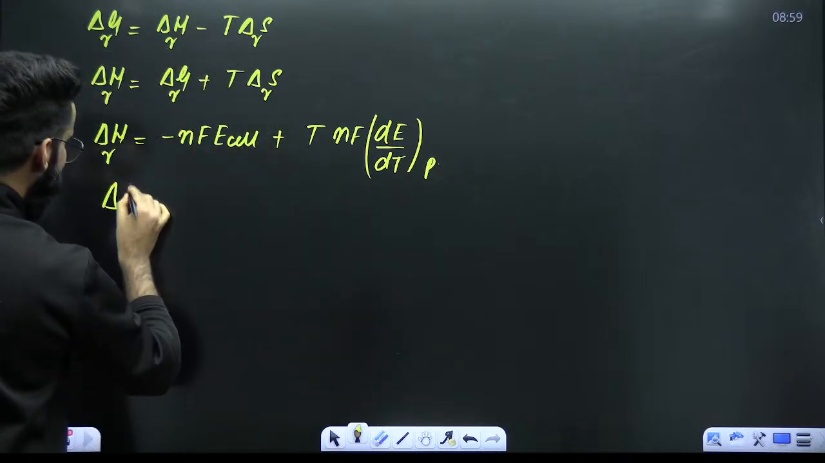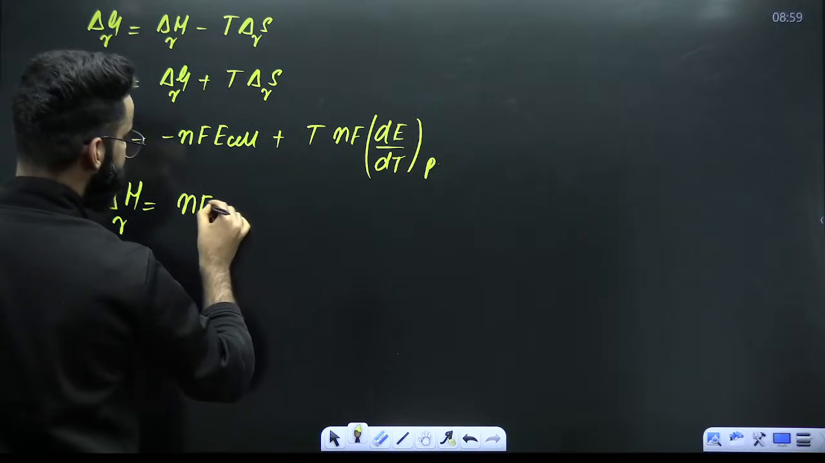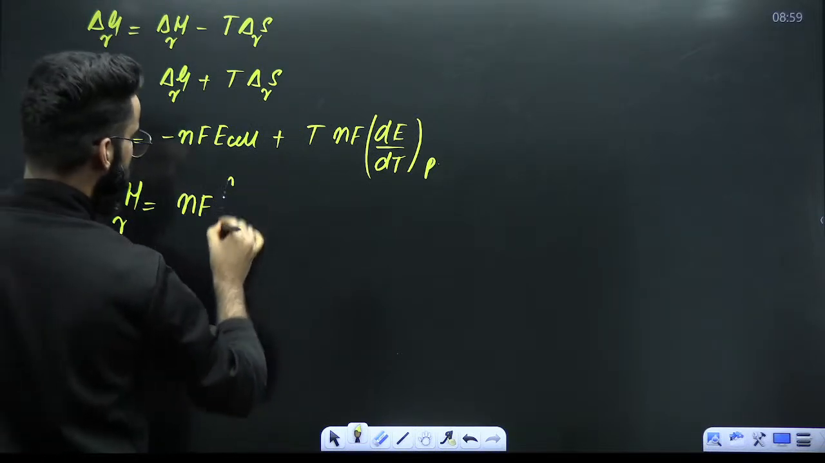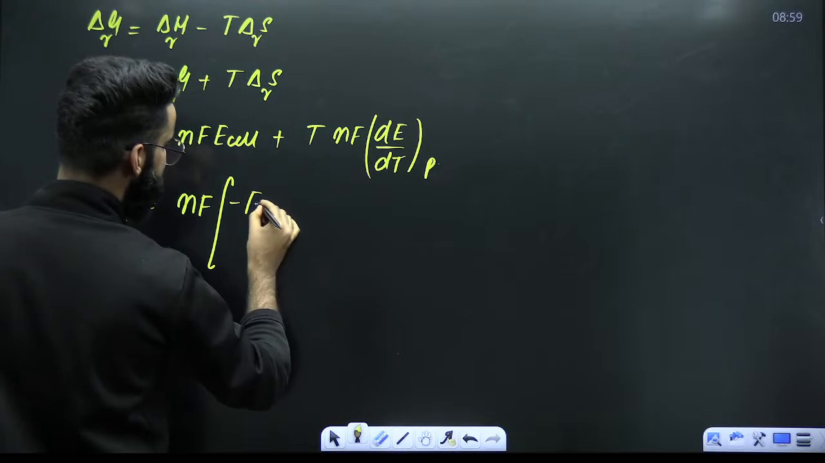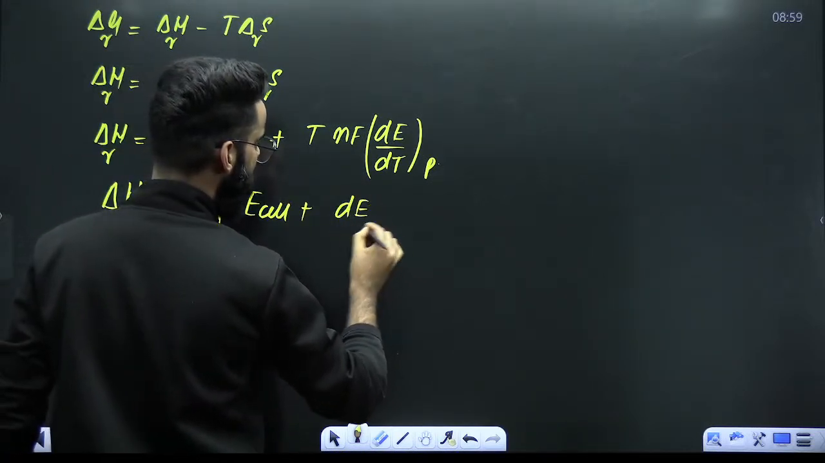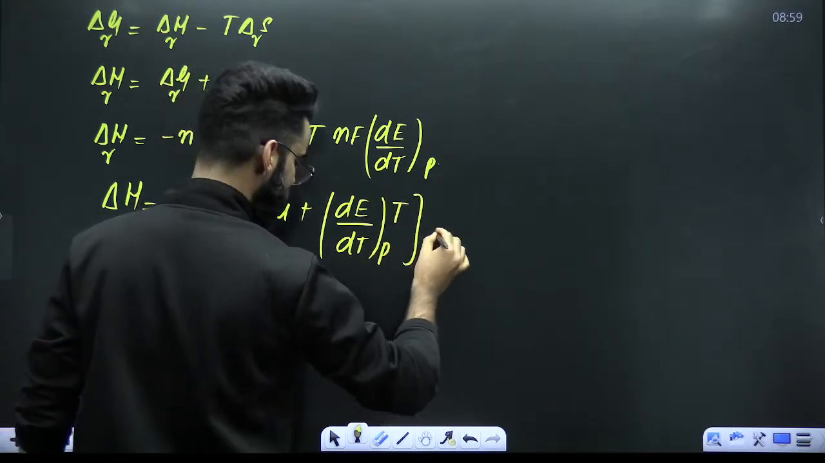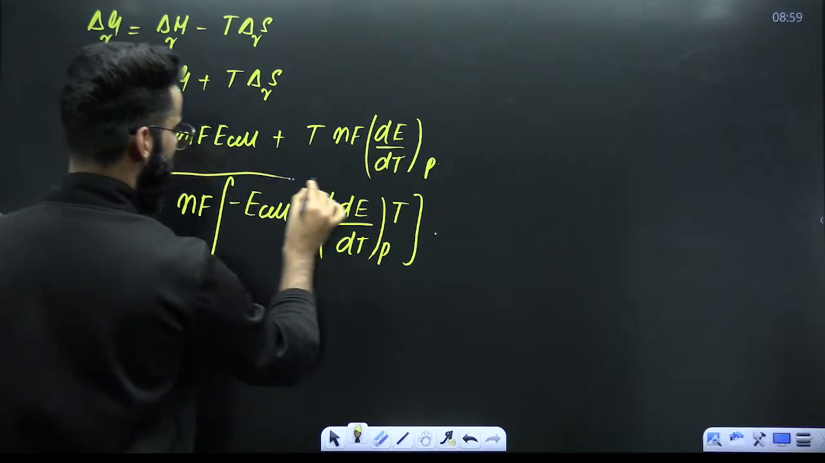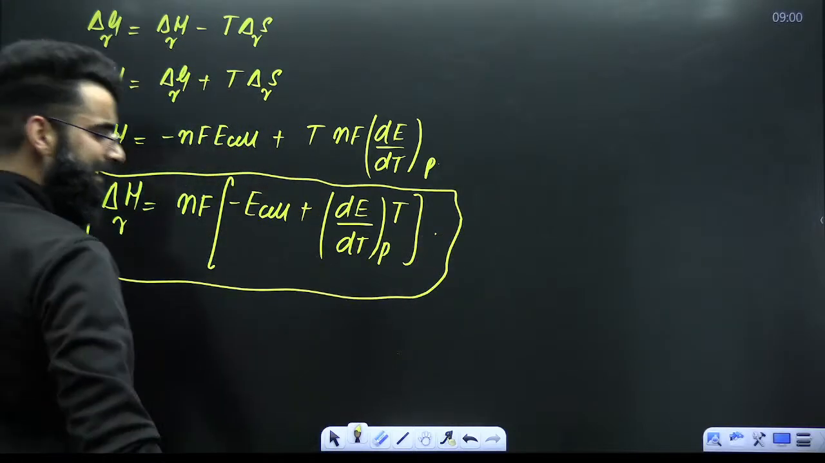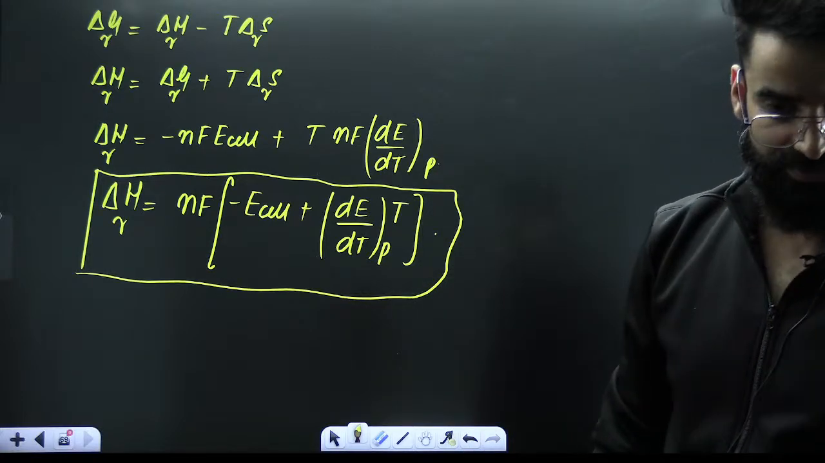So let's make a finalized result. Delta H for the reaction is equal to, if I take nF common, minus E cell plus dE upon dT, which is what you call the temperature coefficient of the cell at constant pressure, multiplied by T. So this is the general result which you can remember also to calculate delta H for the galvanic cell. So they'll be asking few questions.